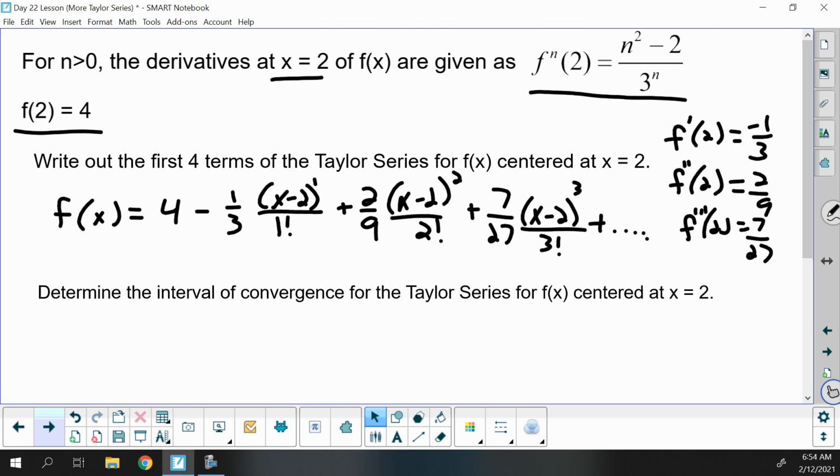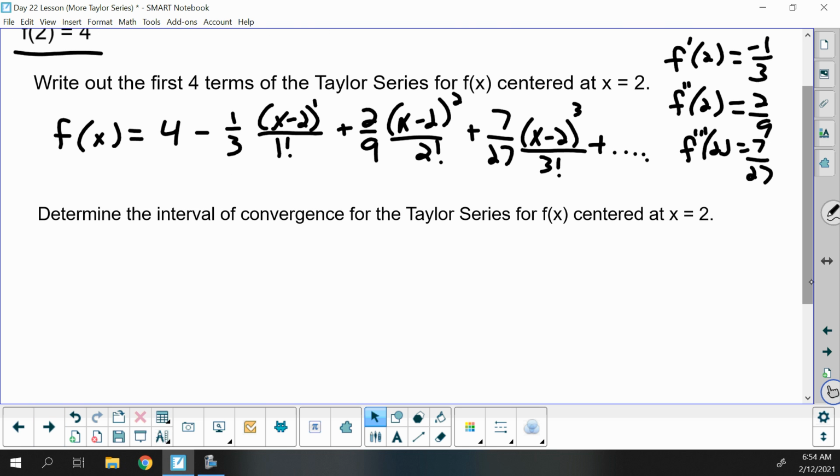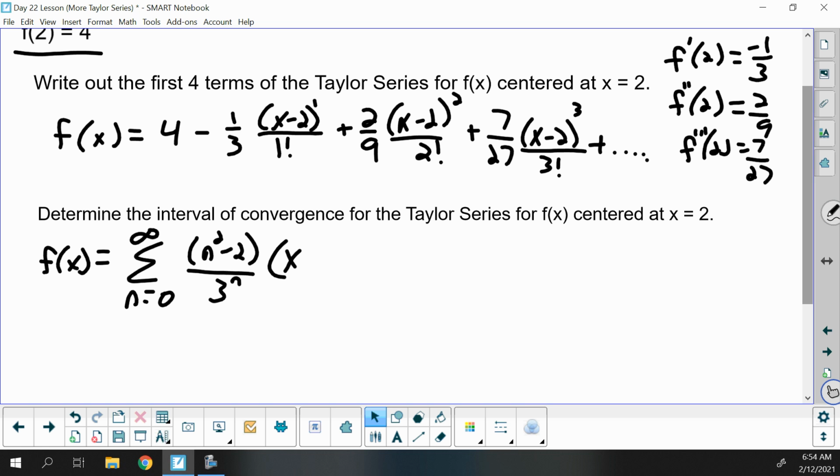Well, now we want to find the interval of convergence. So we need to start out and write what our general series is for f of x. Well, we're going from n equals 0 to infinity. Our general form of our derivative, they told us, was (n squared minus 2) over 3 to the n. And we've always got our (x minus 2) raised to the n over n factorial.